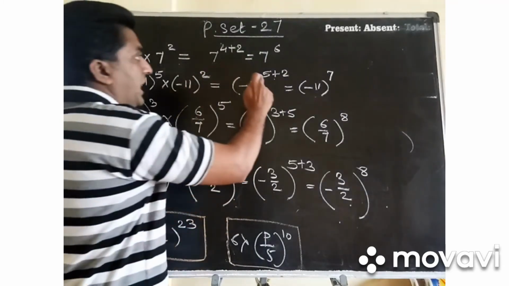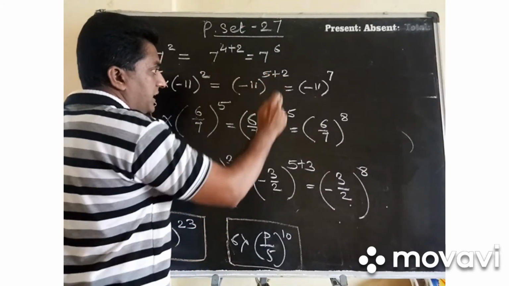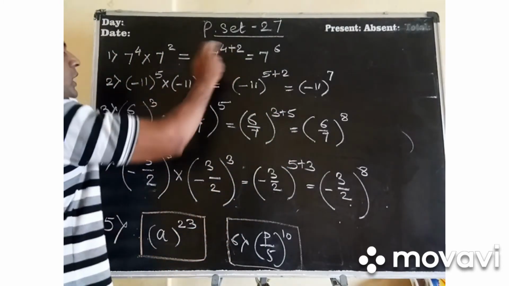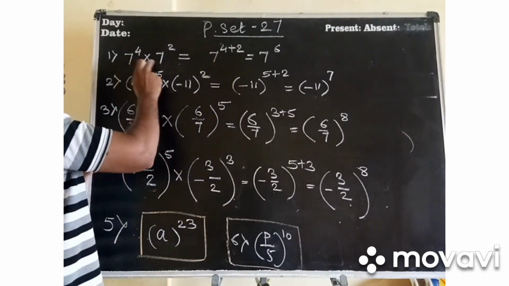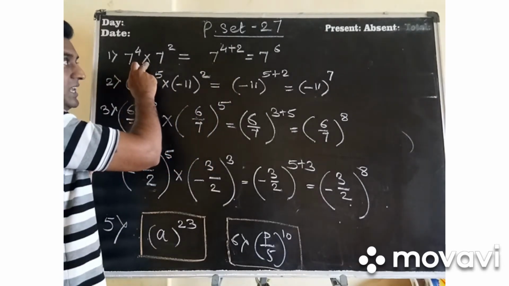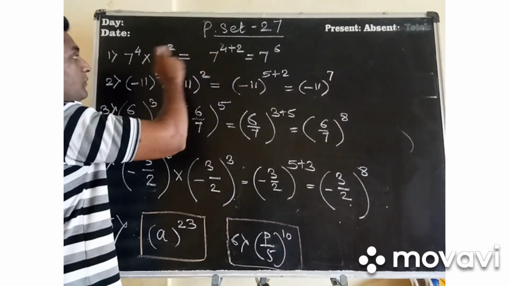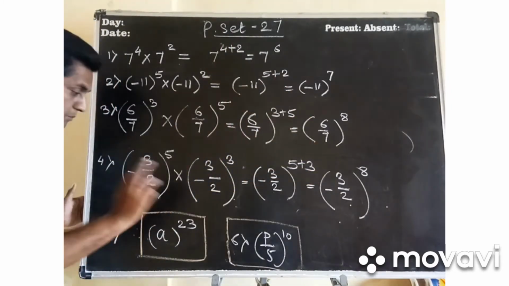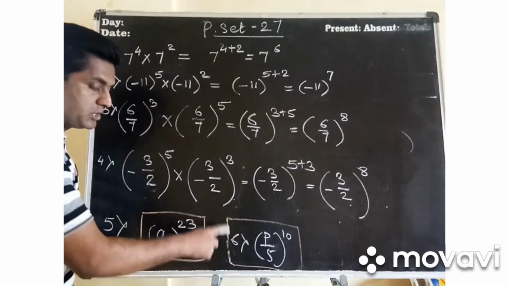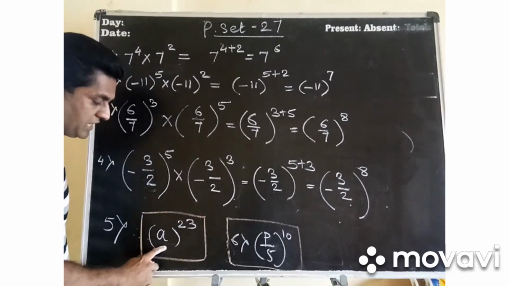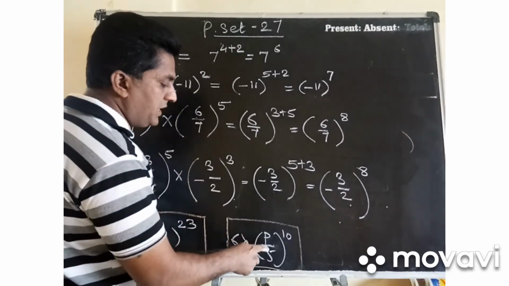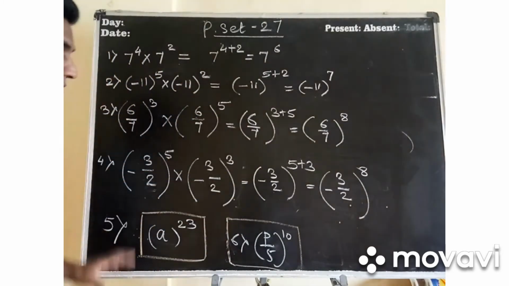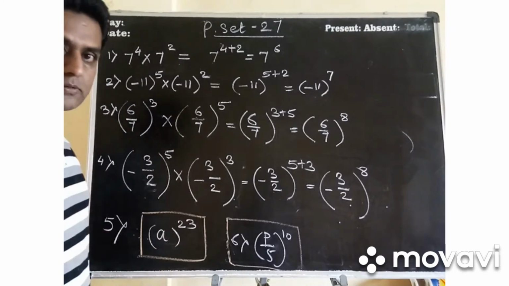Remember, why every time have I added the indices? See, 3, 5 added, 5, 3 added. What is the reason to add them? Because whenever between two bases you see a multiplication sign, then you have to add the indices, and your answer is ready. But I have not solved the 5th and 6th. You solve them. The answer of the 5th is a raised to 23, and the answer of the 6th is p upon 5 raised to 10. Hope you have understood this question. With the help of this, you can solve in your notebook.